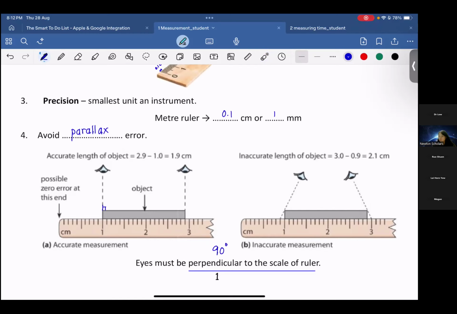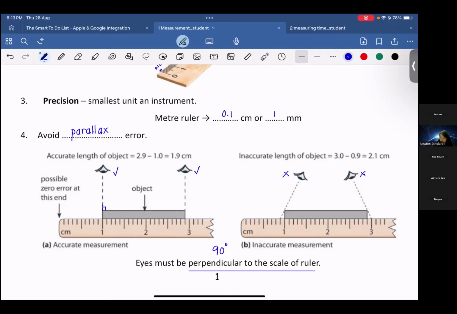Okay, so most of the time in Paper 6, they like to ask you what precaution step you can take so that you can take an accurate reading. The answer is: eyes perpendicular to the scale of the ruler to avoid parallax error. Okay, so this one you tick, this is the correct position. This one, cross, this is the wrong position of your eyes.